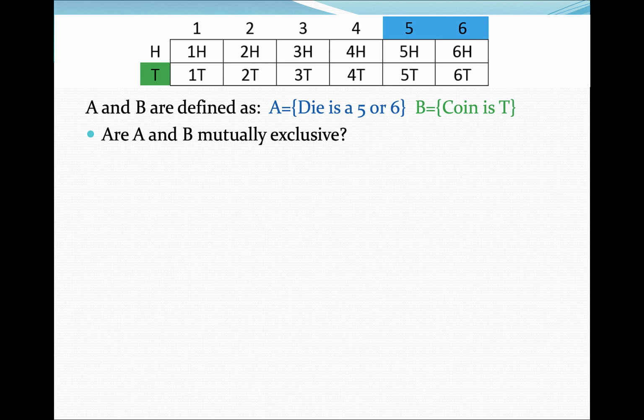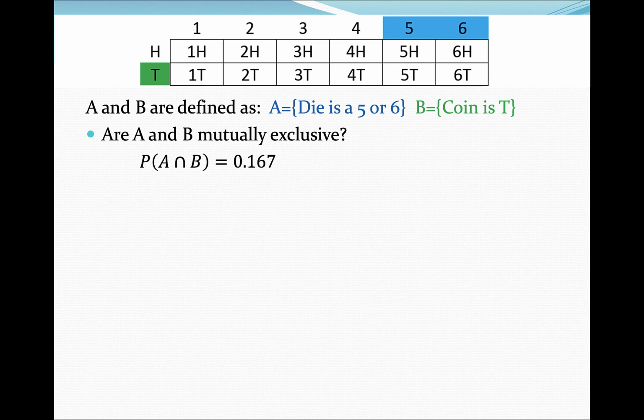So in this case, can you get a 5 or a 6 on the die and get tails on the coin? And of course you can. In this case, they can happen at the same time, which means these are not mutually exclusive. Now, mathematically, what's important is that you look at this probability, because the probability of A intersect B is the probability that these do occur at the same time. So all you have to do to determine whether or not events are mutually exclusive is look at this probability, the probability of A intersect B.